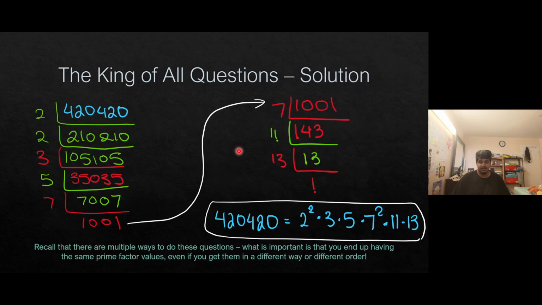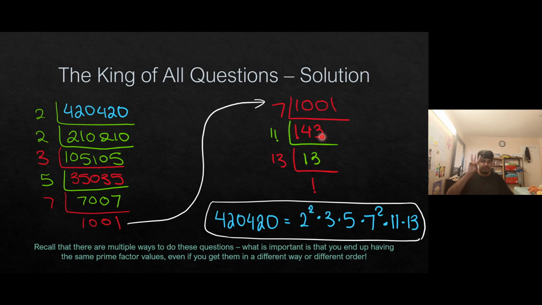Okay, let's take this up. So again, the first thing we do is you divide by 2, and you get all the way to 105,105. Can't divide by 2 anymore, so you divide by 3. You get 35,035. You can't divide by 3 anymore, so you divide by 5. You get 7,007. If you divide by 7, you get to 1001.